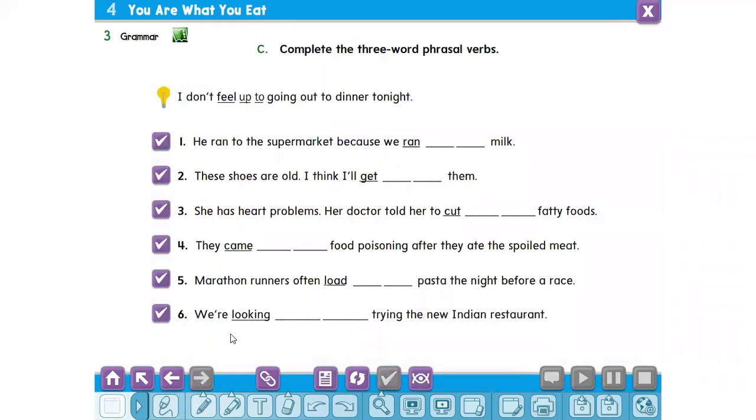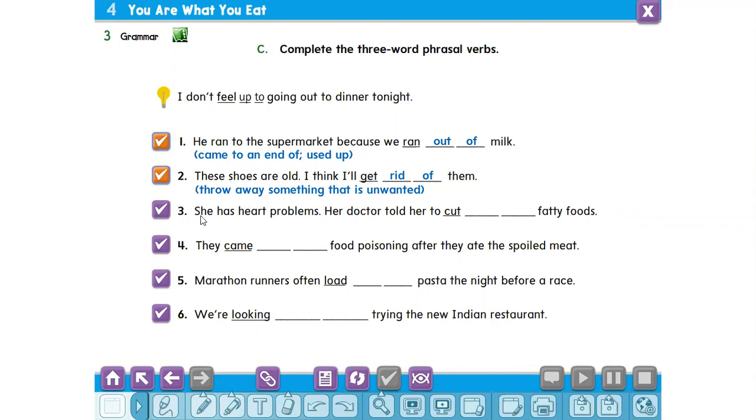The next exercise, C, complete the three-word phrasal verbs. Number 1, we ran out of milk at the supermarket. Ran out of means came to an end of or used up. Number 2, these shoes are old. I think I'll get rid of them. Get rid of means throw away something that is unwanted.